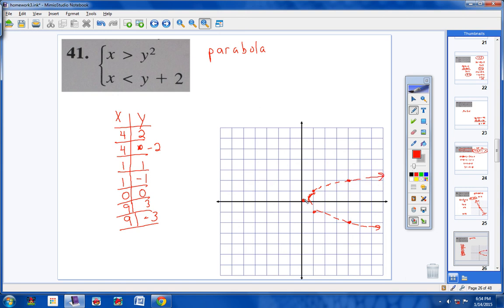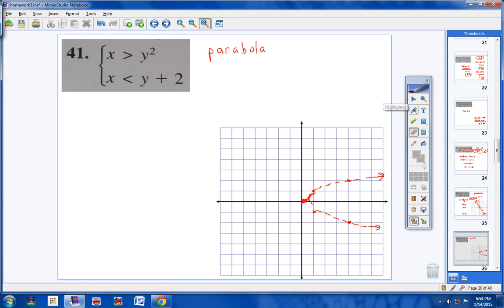Alright, there we go. Now, guys, we're going to want to test. Actually, it should come all the way over here to 0, 0. But anyways, we now need to test a point to see where we're going to shade, okay? Either we're going to shade inside the parabola or outside the parabola. Now, I can't use 0, 0 because 0, 0 falls right on this parabola, okay? So, I'm going to choose a point like this right here. 0, 4, okay? 0, 4.